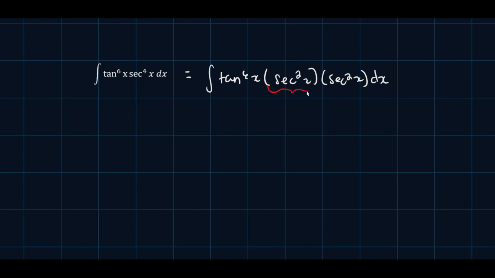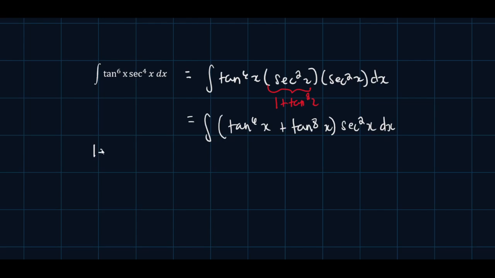This part here, we rewrite this as 1 plus tangent squared x and simplify. So we have tangent to the 6x plus tangent to the 8x times secant squared x dx. From here, we proceed by making the substitution. Let u be equal to tangent x. So du natin ay secant squared x dx.